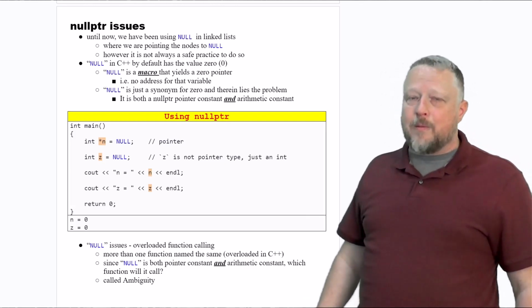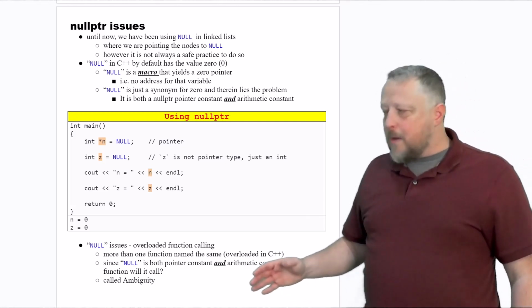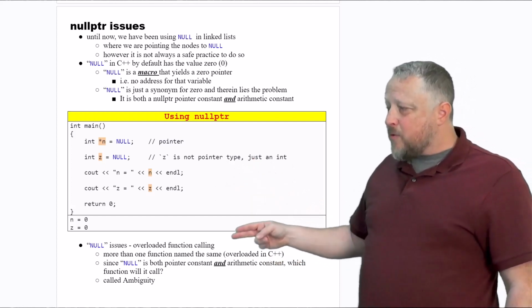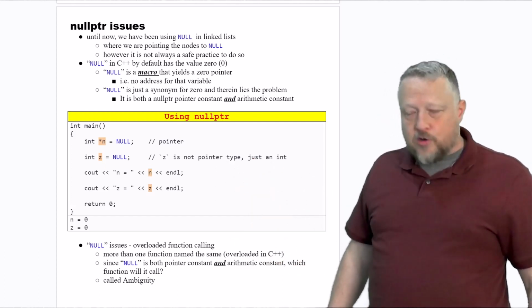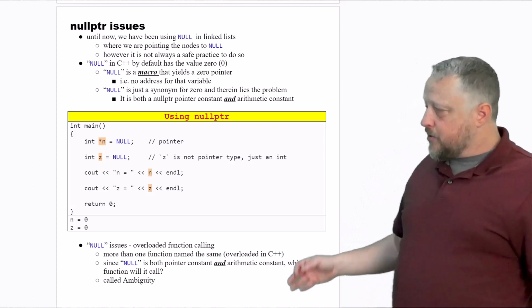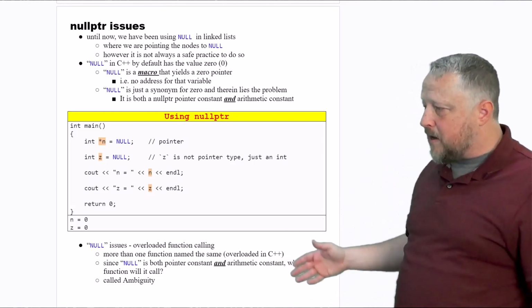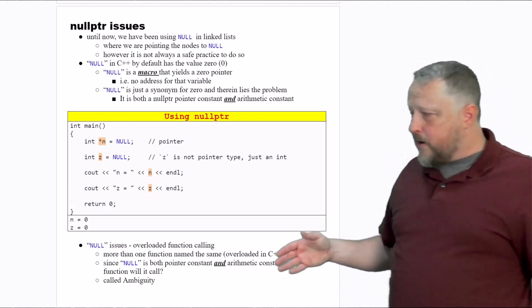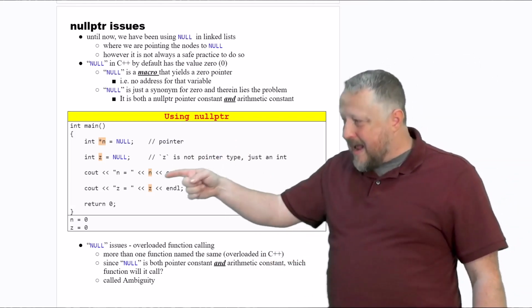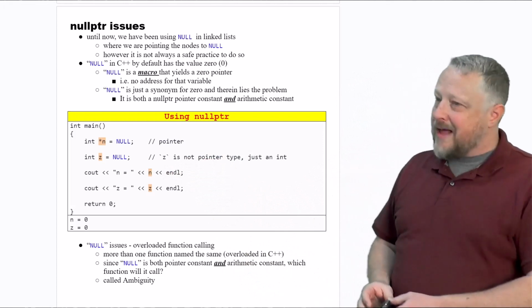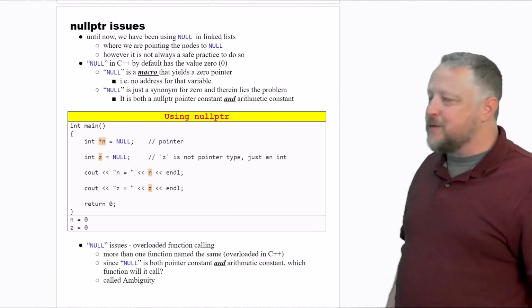And that can be a problem. One of the problems we had with this before C++11 is that we would have overloaded function calling issues. Since more than one function can be named the same, as you know in C++, NULL could be a pointer and an arithmetic integer value of 0. And that's called ambiguity, and that is bad.